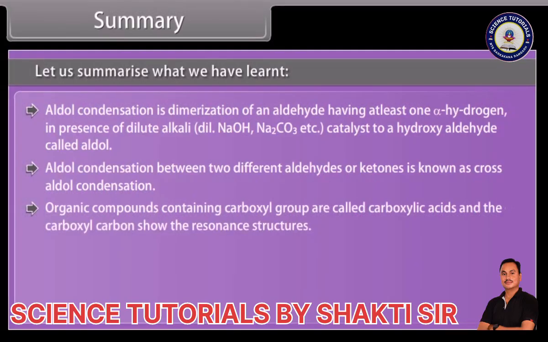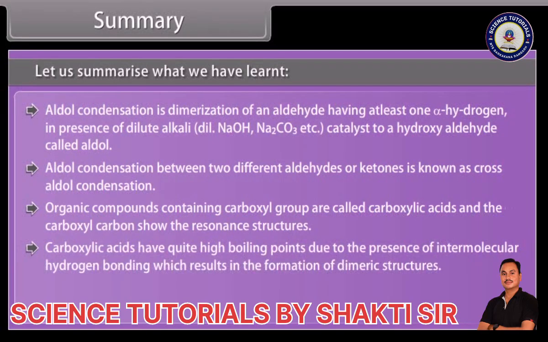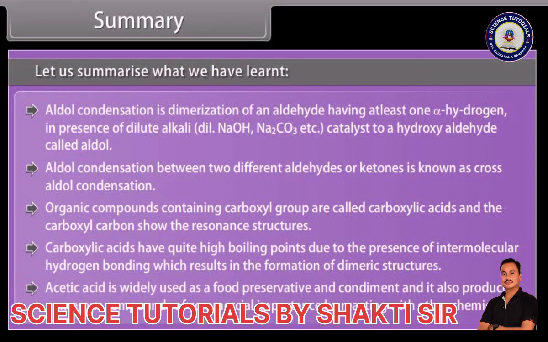Organic compounds containing the carboxyl group are called carboxylic acids, and the carboxyl carbon shows resonance structures. Carboxylic acids have quite high boiling points due to the presence of intermolecular hydrogen bonding, which results in the formation of dimeric structures. Acetic acid is widely used as a food preservative and condiment, and it also produces numerous compounds of commercial importance by reacting with other chemicals.